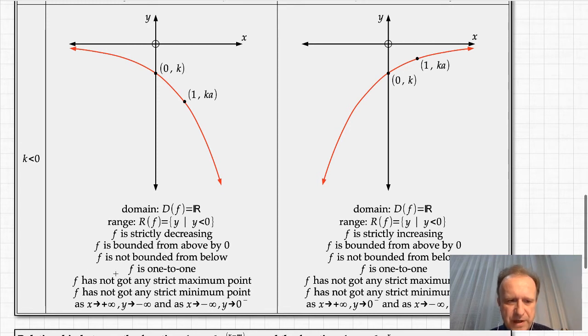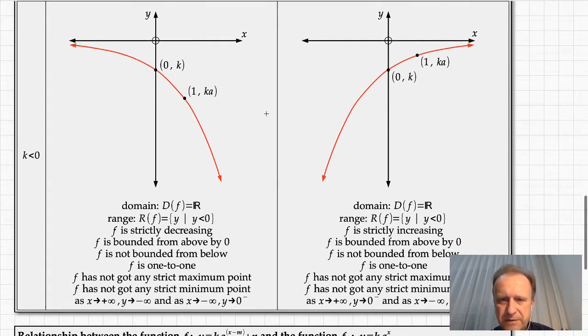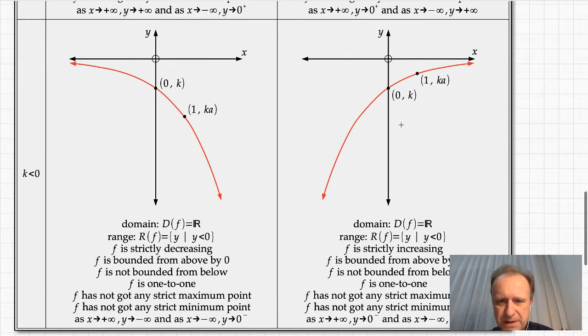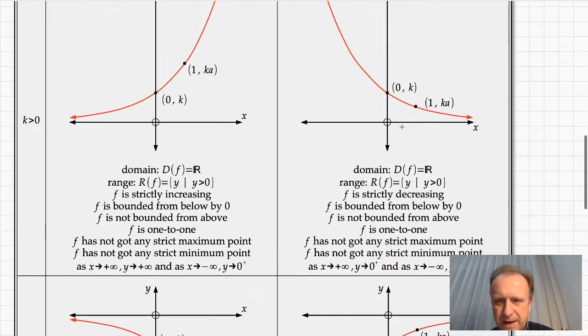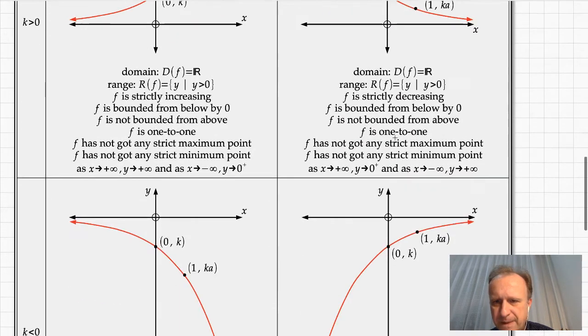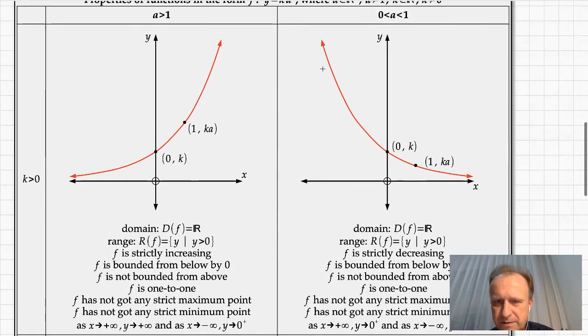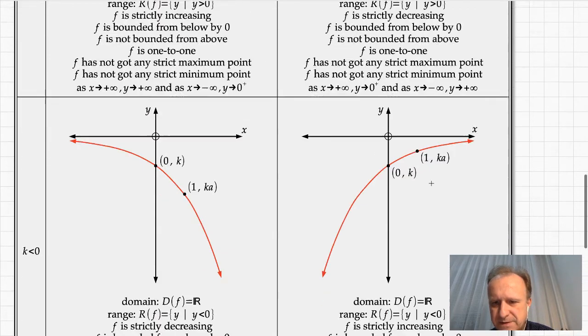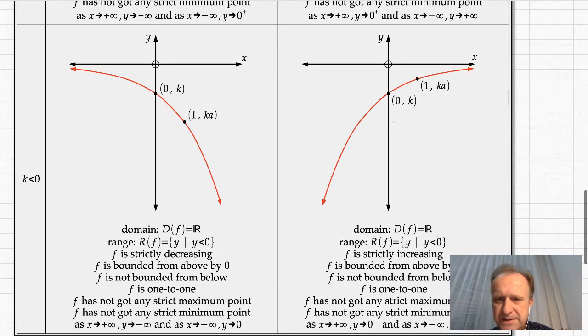And the asymptotic behavior is as follows: as x approaches infinity, y approaches negative infinity, and as x approaches negative infinity, y approaches 0, but from below. You can see it yourself. This case here is the case of negative k and the base between 0 and 1. So again, it should be the reflection of this curve here in the x-axis. So you can see it here like this.